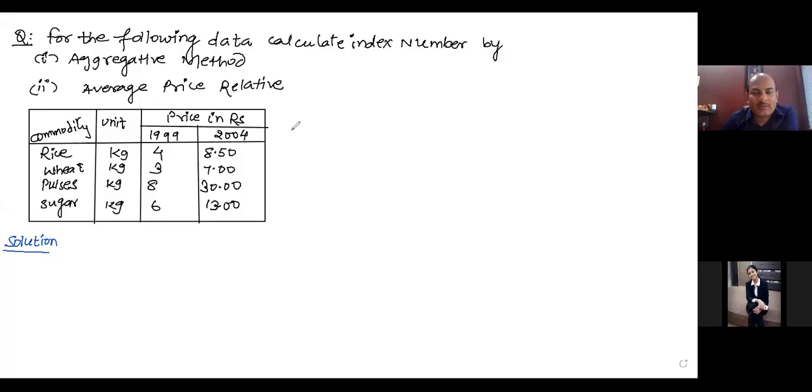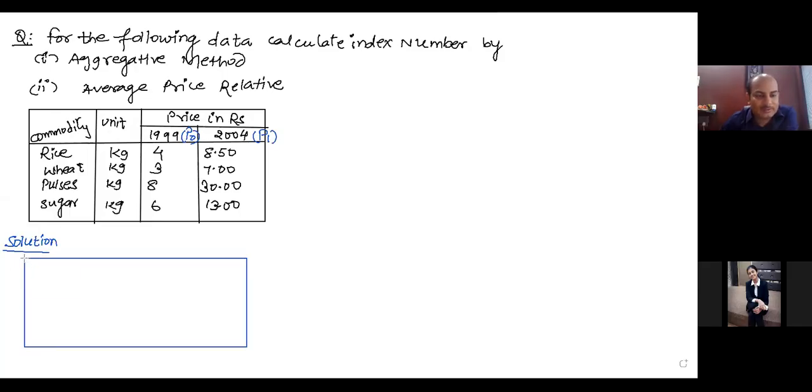In this question, the base year and current year are not directly given. The earlier of the two is considered as the base year. So this value is P0 and this is P1. So the question can be given in terms of the year, or P0 and P1 can be mentioned directly as well. When I'm moving ahead with the calculation part, I'll be making the table again.